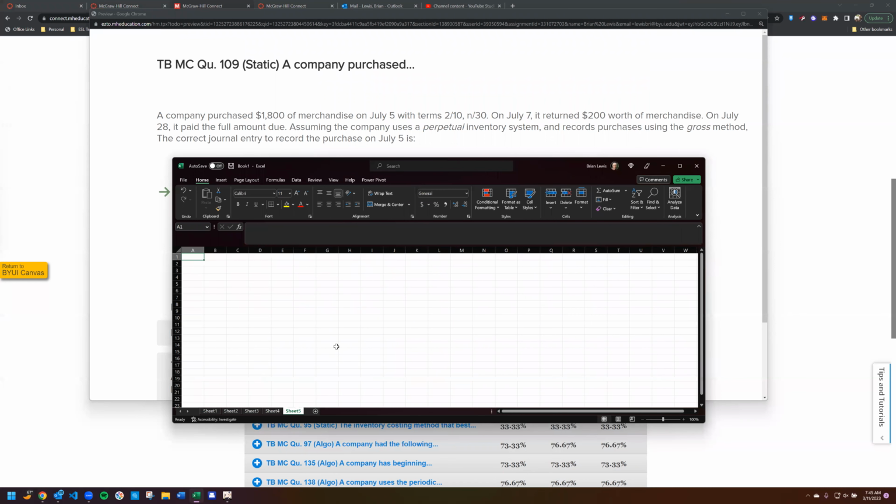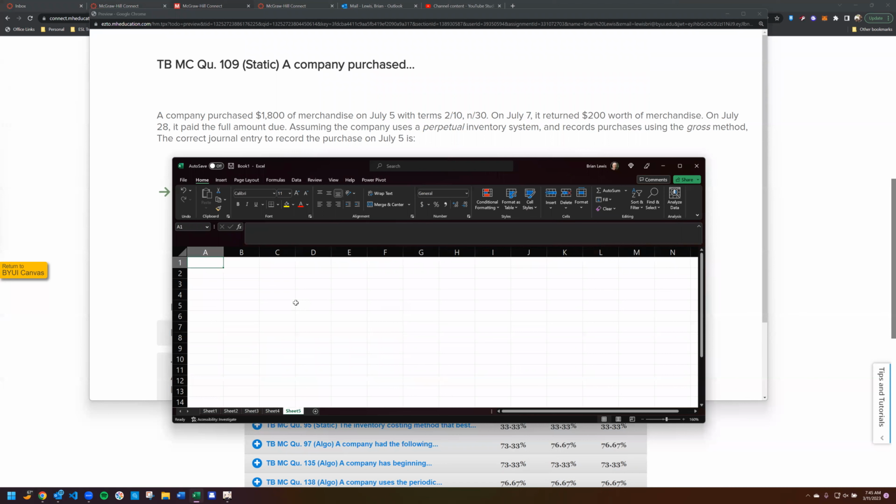Okay. Now that we're set, a company purchased $1,800 of merchandise on 1/5. So let's go ahead and start adding this in here. Purchase was 1,800. Let's do this 7.5. Okay. 210. So 2%. If paid in 10 days, or net if paid in 30 days. I'm just writing it out so you can see how that looks.